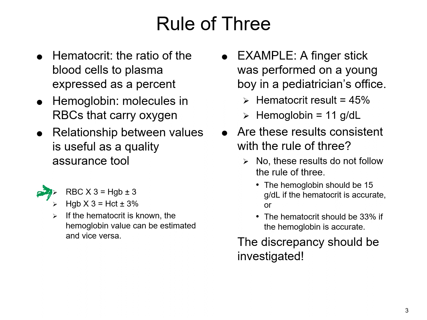So here we have an example. A finger stick was performed on a young boy in a pediatrician's office. The hematocrit results were 45 and the hemoglobin was 11. Are these results consistent with the rule of 3?